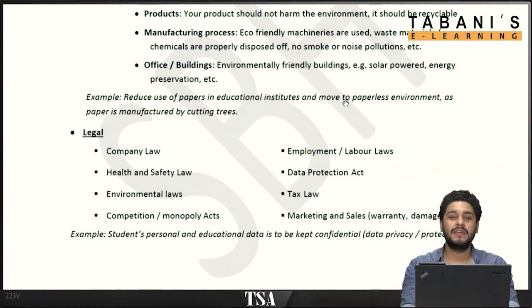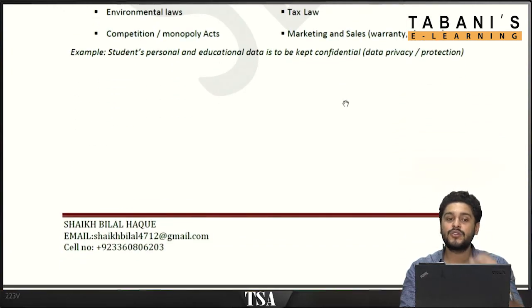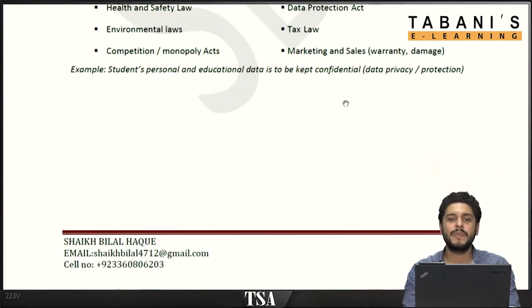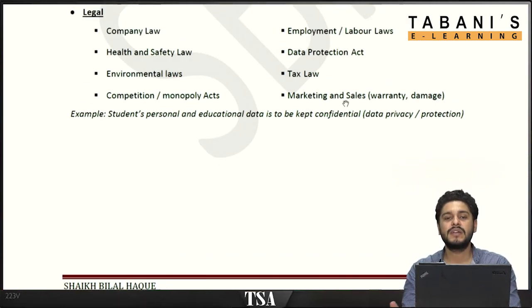Are we operating in an environment where environmental laws are quite strict and we will not be able to get more financial opportunities? However, there might be an economy where financial laws are lenient, and we will be able to get more financial opportunities. Then tax laws, competition and monopoly act, marketing and sales, and so on. Student personal educational data should be held confidential, and it should not be shown to other industries in order to get financial benefits.